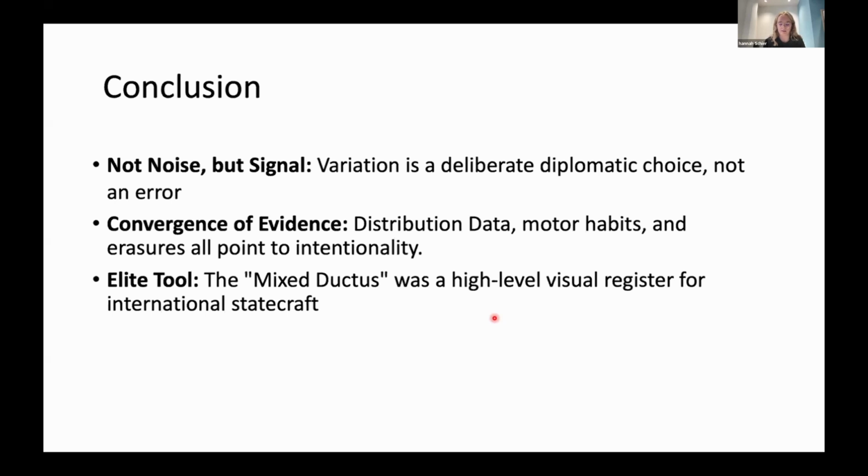Second, whether we look at the spatial data, the physical effort required for the overgrown Winkelhaken, or the systematic evidence of erasures, all signs point towards the same thing. Intentionality. And finally, the mixed ductus was never an accident. It was a high-level tool, a visual register used by an elite scribal circle to bridge the gap between Hattusha and the international world.